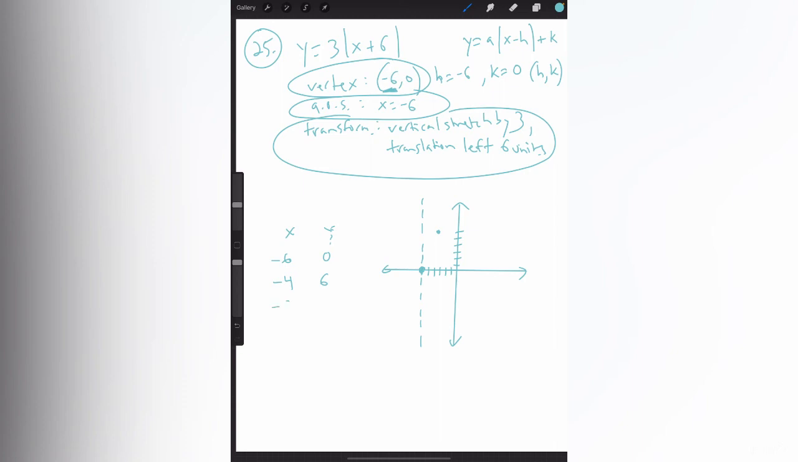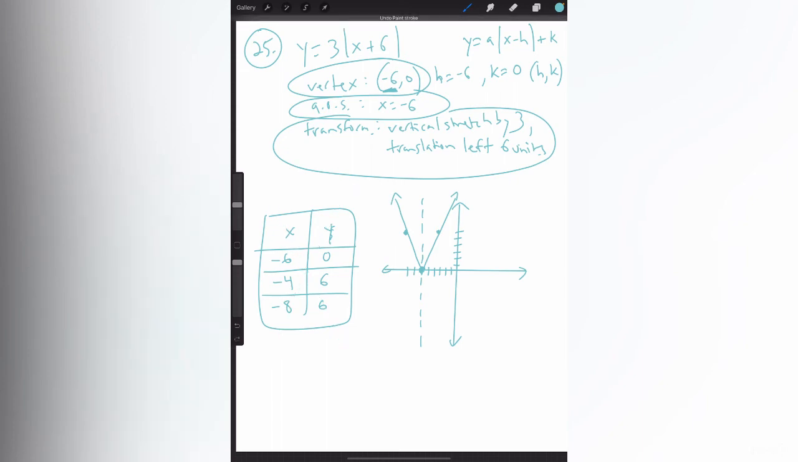I'll move to the other direction. I'll say -8. So -8 plus 6 gives me a -2. The absolute value of -2 is 2. 2 times 3 is 6. Okay, so if I go -8 up 6, as you see, that gives me that absolute value shape, the V shape, and there's my graph. And I really didn't even need that table. All I had to do was go ahead and find my vertex, my axis of symmetry, and realize the transformation.